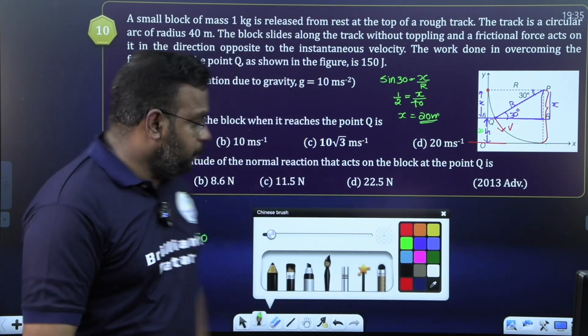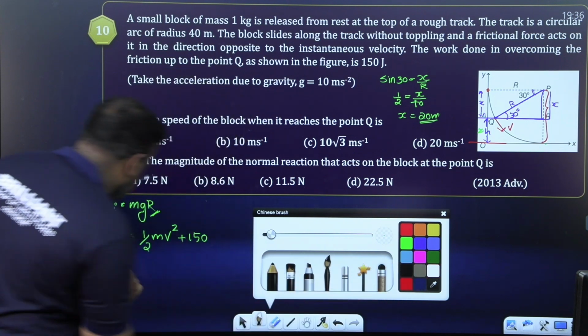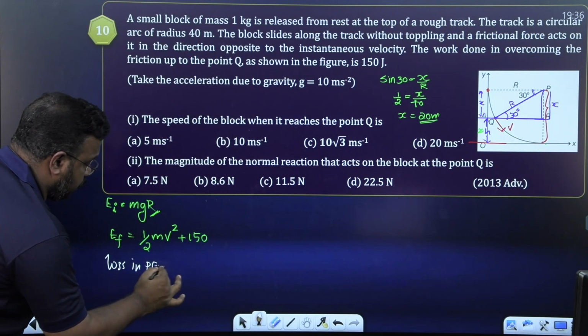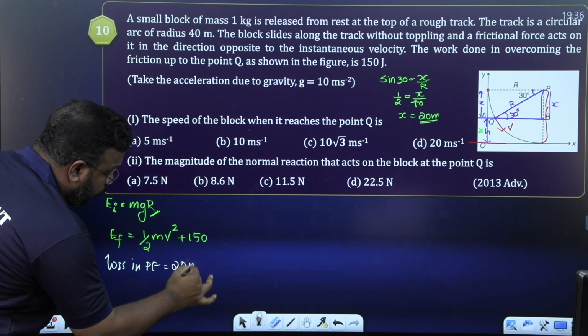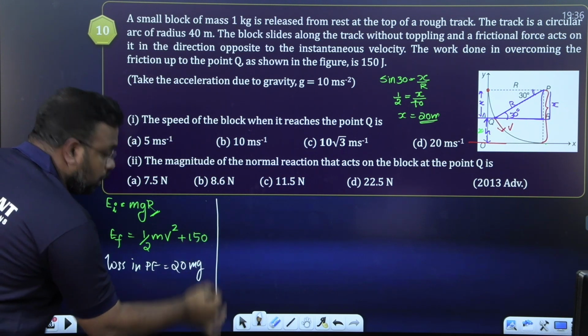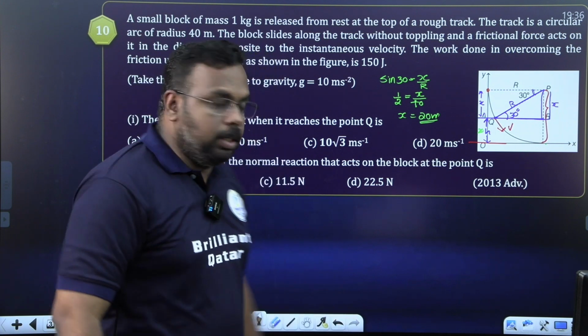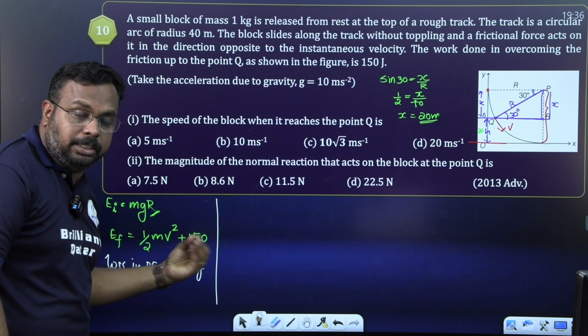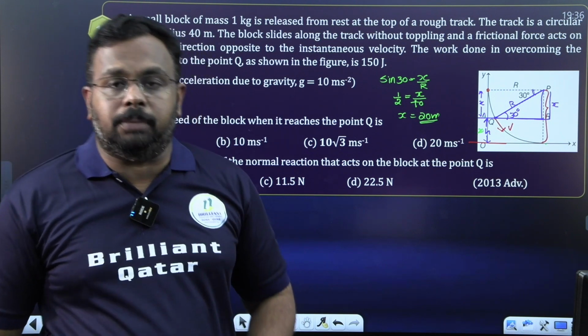20 mg. So I'm writing here, loss in potential energy is equal to what? 20 mg. Now it's your turn. They are asking velocity. So according to the law of conservation of energy, this much loss of potential energy has to be converted into some other form.